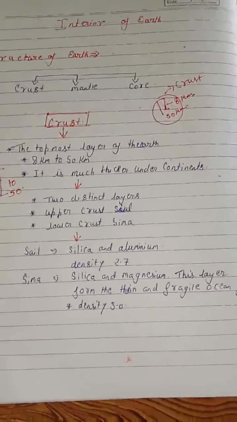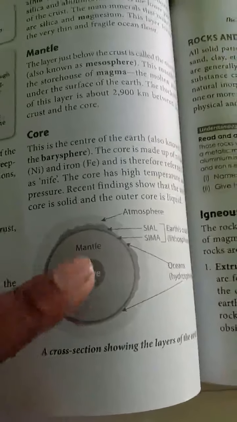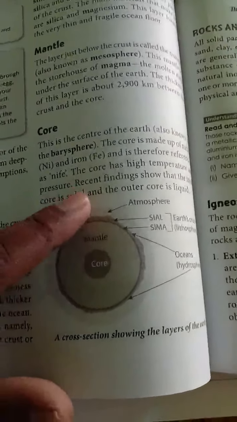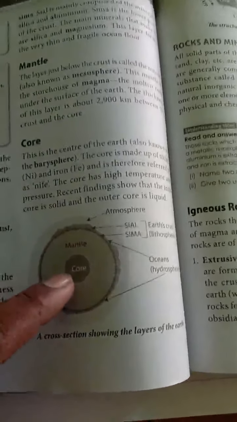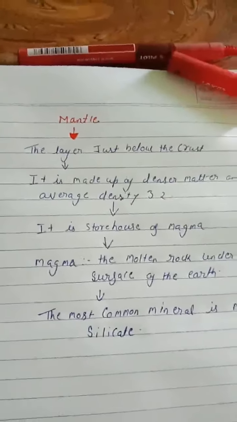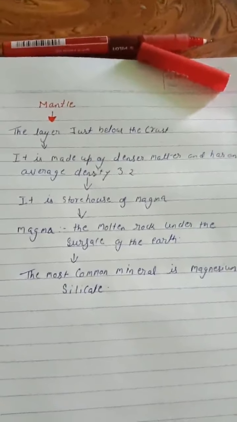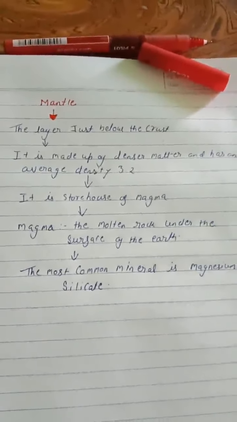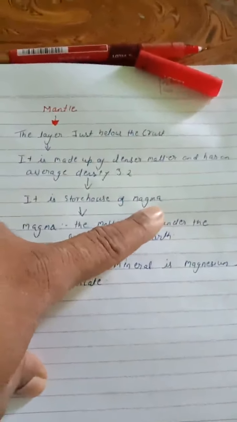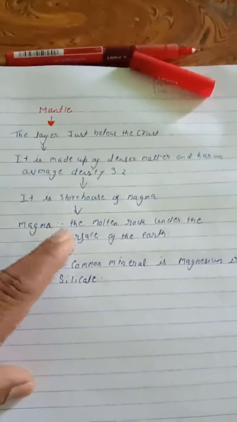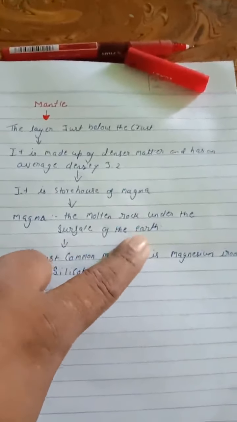Now our next topic is mantle. The layer just under the crust is known as mantle. It is made up of denser matter and has an average density of 3.2. It is the storehouse of magma. Here the magma is stored. Magma, the molten rock under the surface of the earth, is called magma.